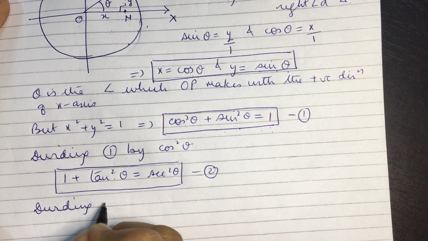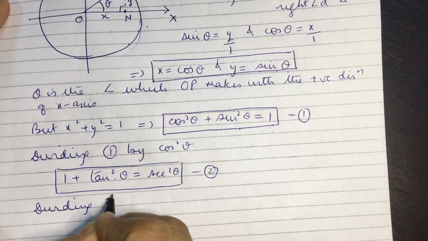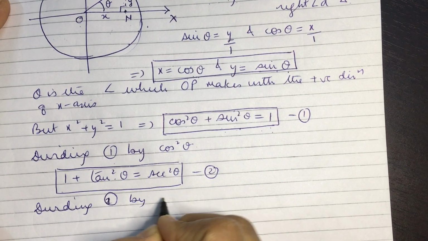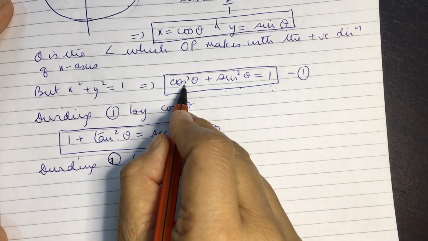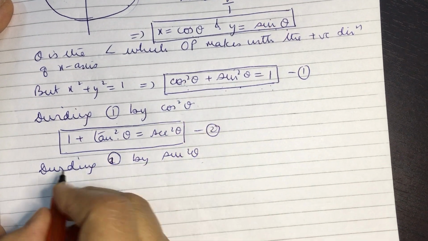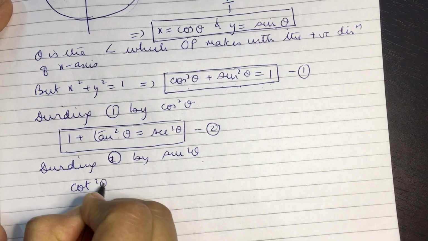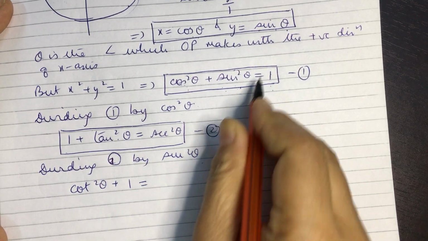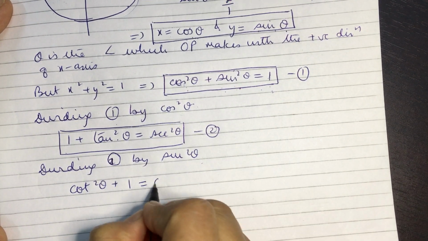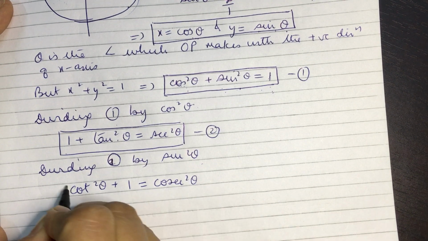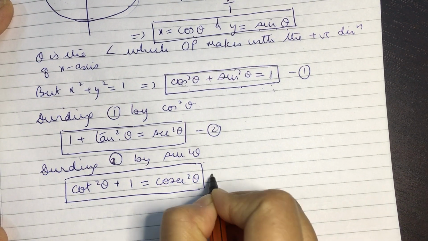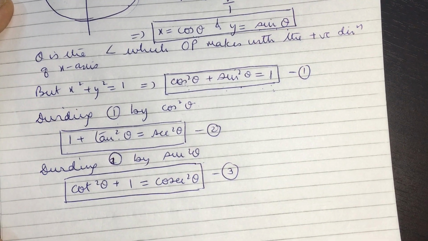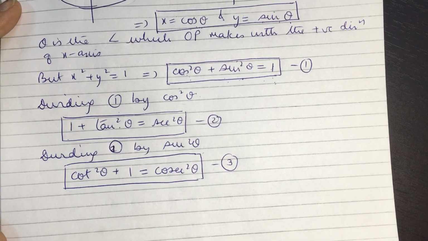Now, similarly, dividing 1 by sin square theta, this becomes cos square theta over sin square theta, which is cot square theta, plus 1 equal to 1 over sin square theta, which is cosec square theta. So, this result is also satisfied and is not restricted only to acute angles. Now, let's proceed further.